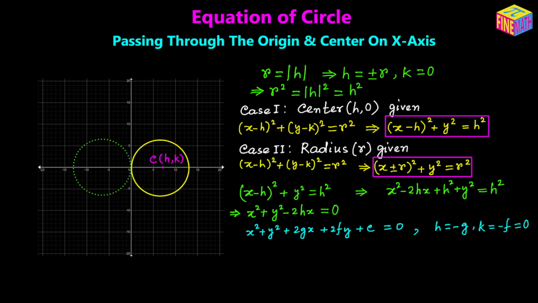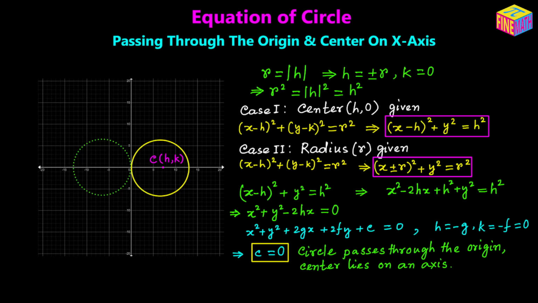In fact, there is no y term here, so f is obviously equal to 0, and there is also no constant term. That means c is also equal to 0. Now when c is equal to 0, it clearly indicates that the circle passes through the origin and the center lies on one of the axes. It could be x-axis or y-axis. That again depends on the value of g and f.